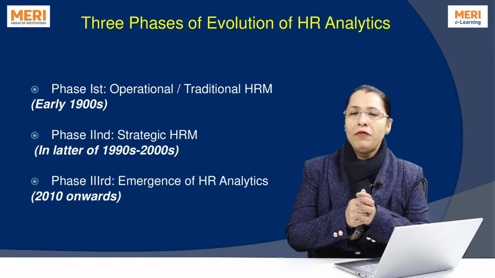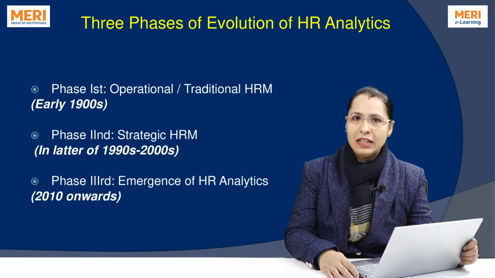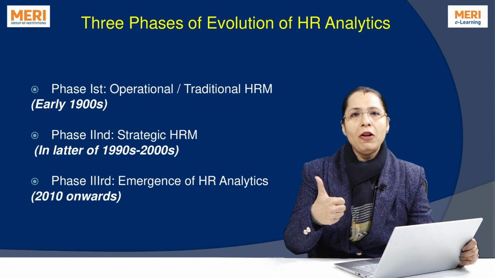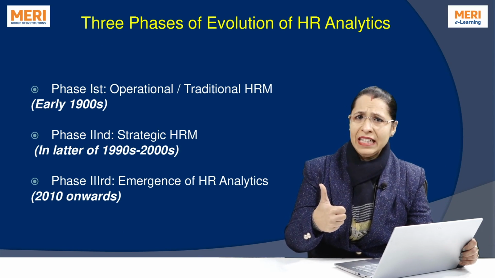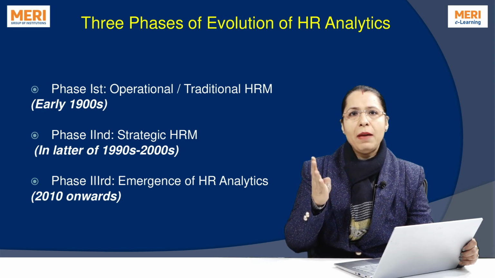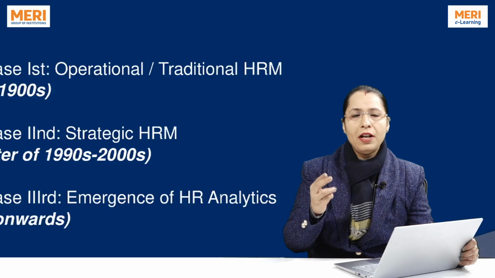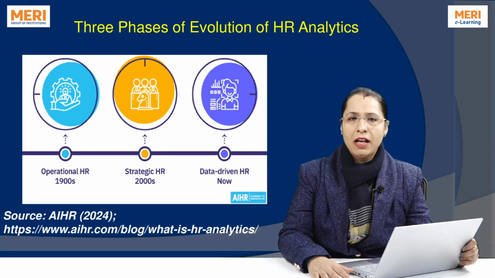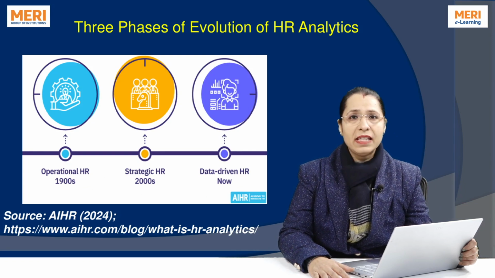Three phases of evolution of HR analytics. Phase 1, operational or traditional HRM in the early 1900s. Phase 2, strategic HRM in the 1990s and 2000s. Phase 3, emergence of HR analytics, 2010 onwards. Now, the figure illustrates how human resource analytics has developed in three phases. Let's explain the phase of operational and traditional HRM.